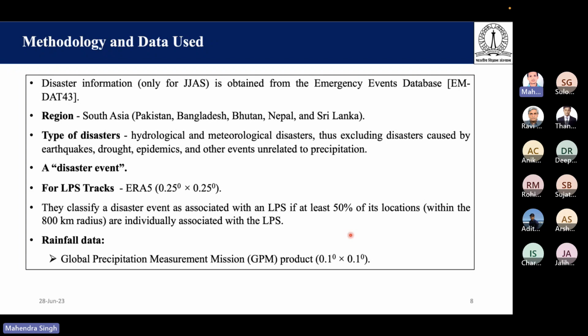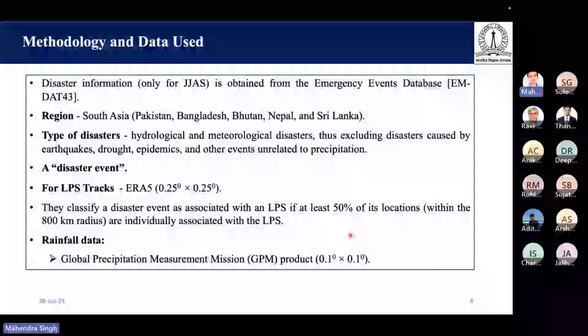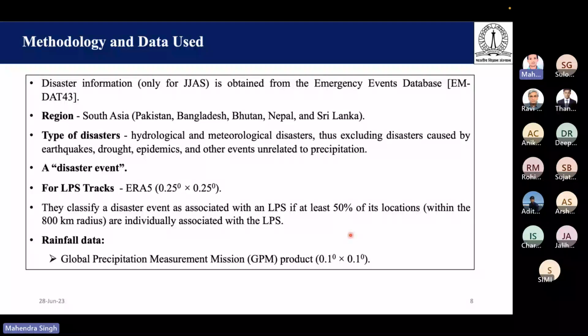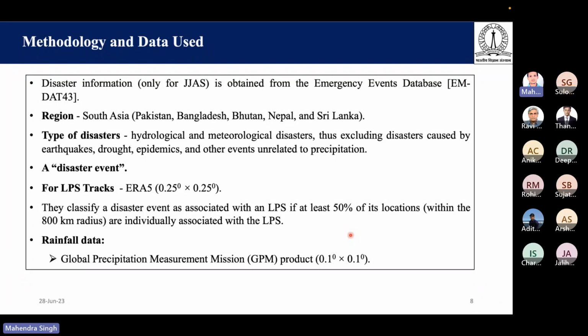They classify a disaster event as associated with an LPS if at least 50% of its locations, which they have considered within an 800-kilometer radius, are individually associated with the LPS. For rainfall, they have used the Global Precipitation Measurement mission product, which is at 0.1 degree by 0.1 degree resolution.